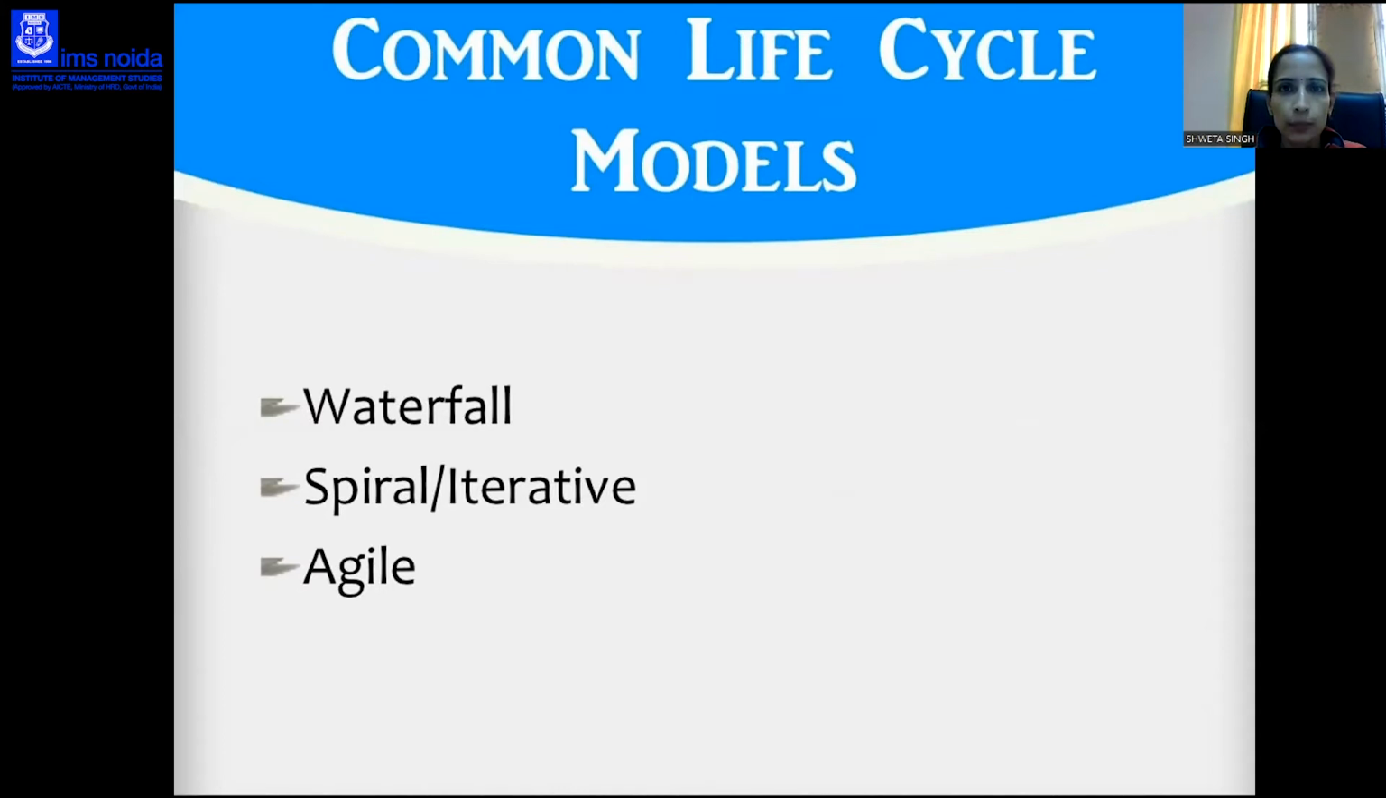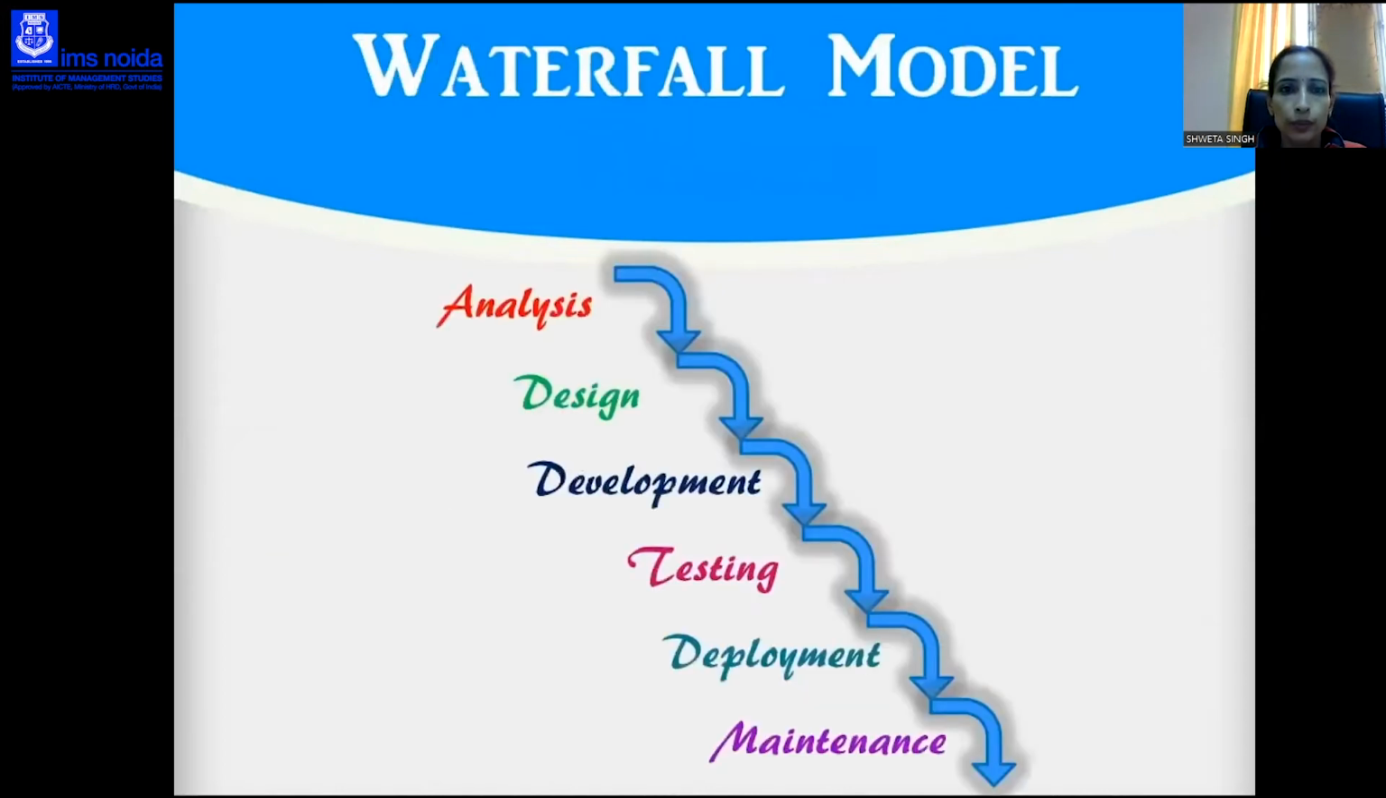There are some specific models. We can say some common lifecycle models. First is the waterfall model. Second is the spiral model, which is also called the iterative model. And last is the agile model. These are some specific names of SDLC models.